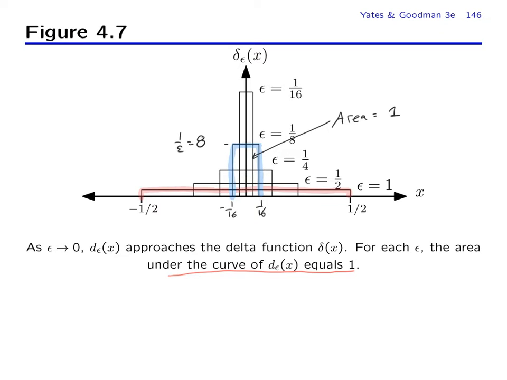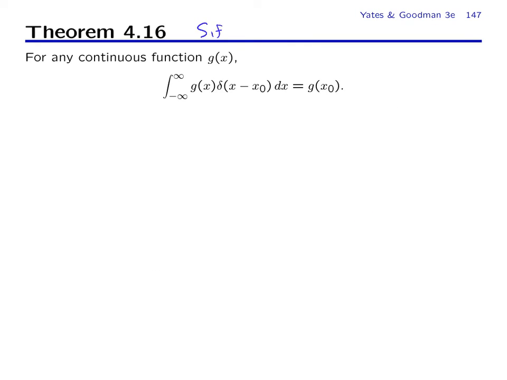Because this is true for arbitrarily small epsilon, this function has some very interesting and useful properties as epsilon goes to 0. The first of these properties is known as the sifting property. So if we take the delta function and we shift it to have its peak at x0, and we multiply that by g of x and integrate over all x, the integration sifts out the value of the function g at x0. Since this might seem kind of mysterious, it's useful to work with the approximation to understand what's going on.